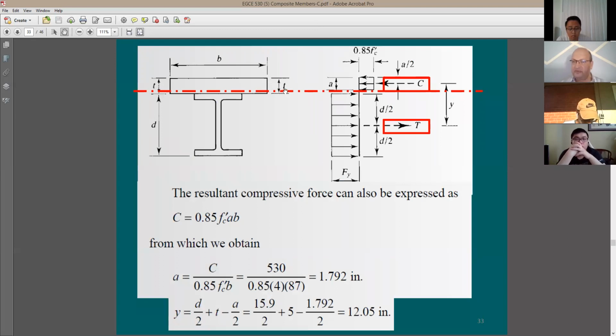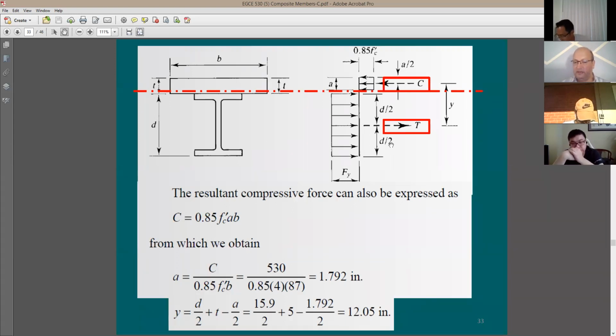In this case, we are not going to be using the transformed width. If you remember, when we divide b by n, in this case I don't really need that. I just need the actual width. Why? Because the force that I'm calculating here uses 0.85 f'c. It is not that multiplied by n. This is going to be the actual stress. So I should be using the actual width of the concrete slab that was given to me, which is this 87 inches.